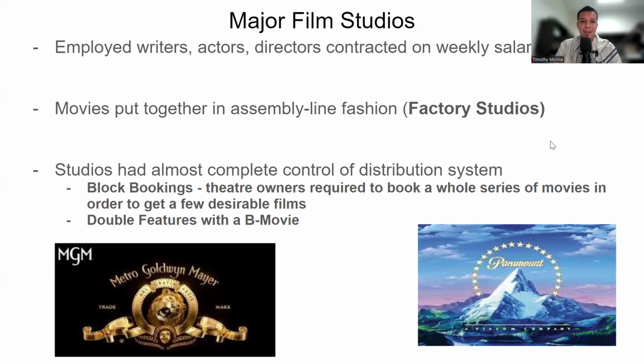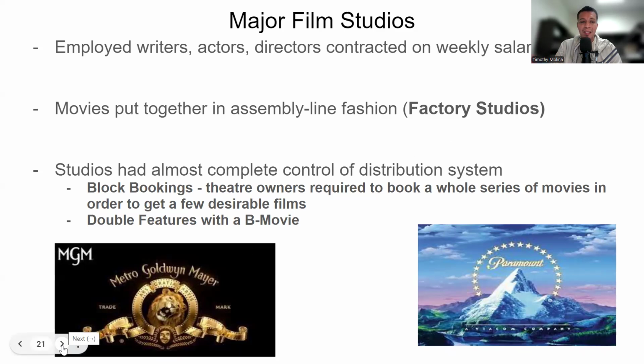But studios at the time also had complete control over the distribution of films. There was something known as block booking, where theater owners were required to book a whole series of movies from the studio in order to get that one blockbuster hit. There was also the double feature with a B movie. If MGM made a big hit movie, with lots of action or a lot of money involved, but they also made some smaller films, they required the theaters to take both of them. And it's not too different from what you see today as a business model for theaters.